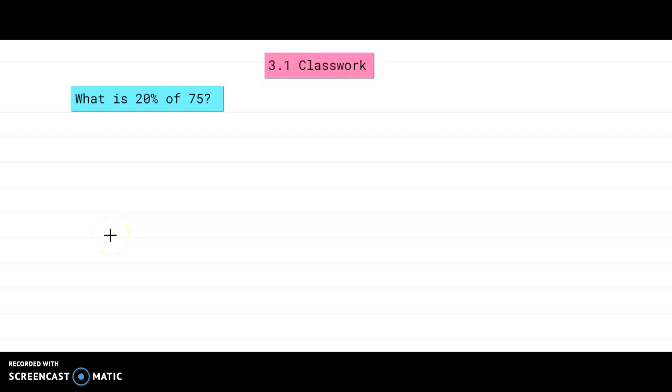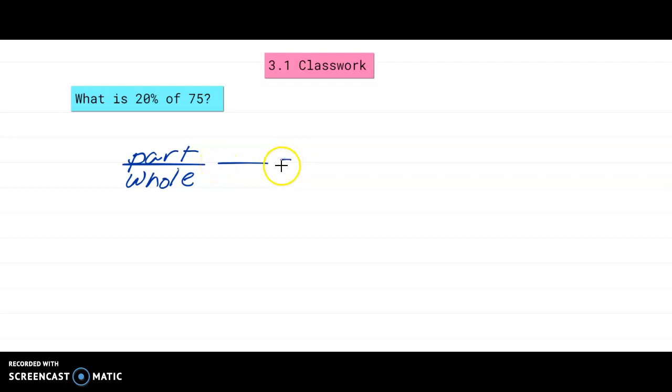Okay, in problem number 1 today, we have the question, what is 20% of 75? So remember last week we learned that if we want to find the percent of a number, we can find it by setting up a proportion. And the things that we're comparing are part to whole. So we are going to write that down. If you don't have this written on your paper, write it down. You're comparing part to whole.